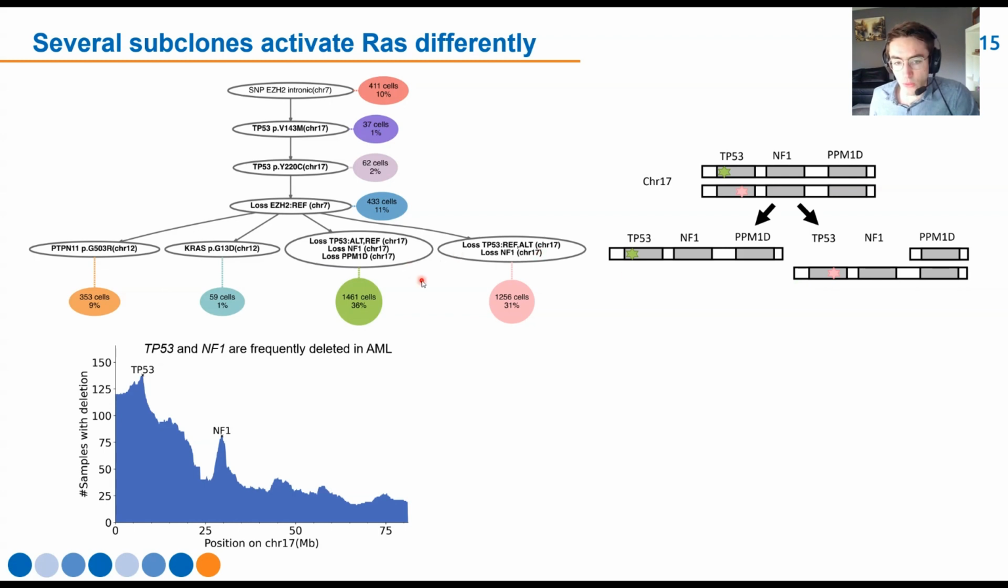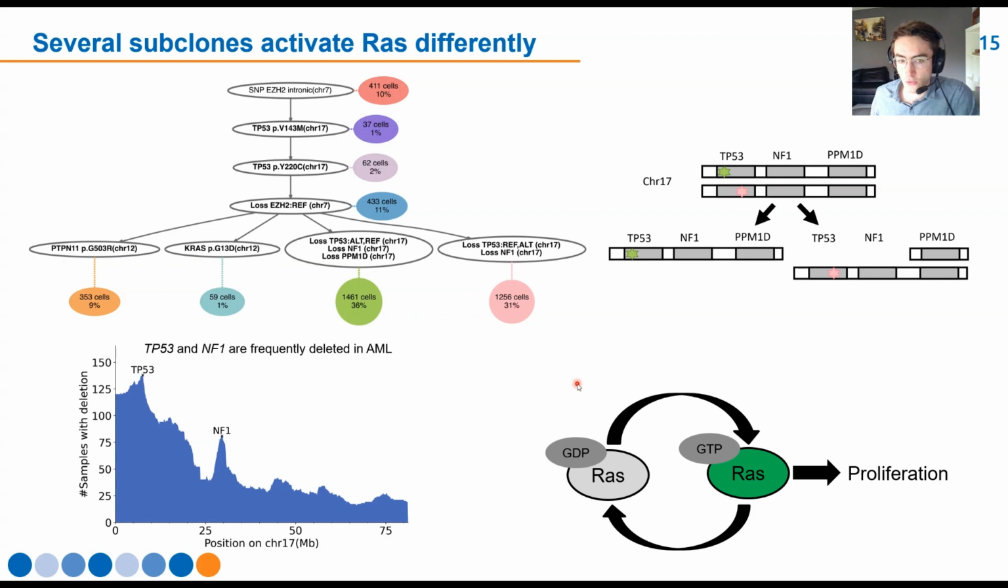And this would actually make a lot of sense if you consider the two other subclones here with mutations in PTPN11 and KRAS, because they are all involved in the RAS pathway. So very briefly, RAS can switch between an inactive and an active state, and when RAS is active, it leads to cell proliferation. So the mutation in KRAS makes it constitutively active, which means that it cannot go back to the inactive state. And then the mutation in PTPN11 makes it more likely for RAS to switch to the active state. And then where does NF1 stand here?